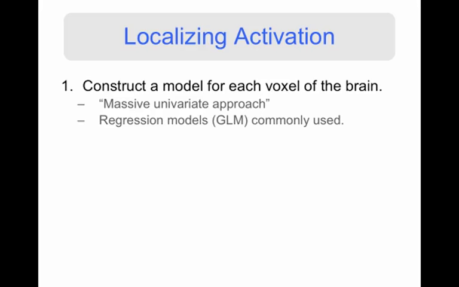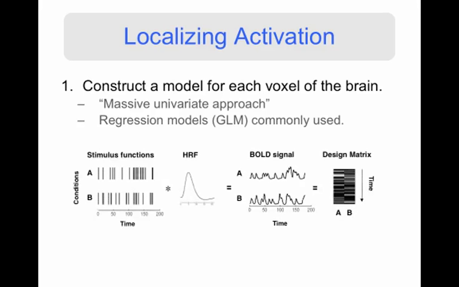Now we can summarize our procedure for localizing activation. We start out by constructing a model for each voxel of the brain. This is the so-called massive univariate approach. And so regression models such as the GLM are commonly used. And so we set up a GLM model and get an appropriate design matrix as described in this cartoon.